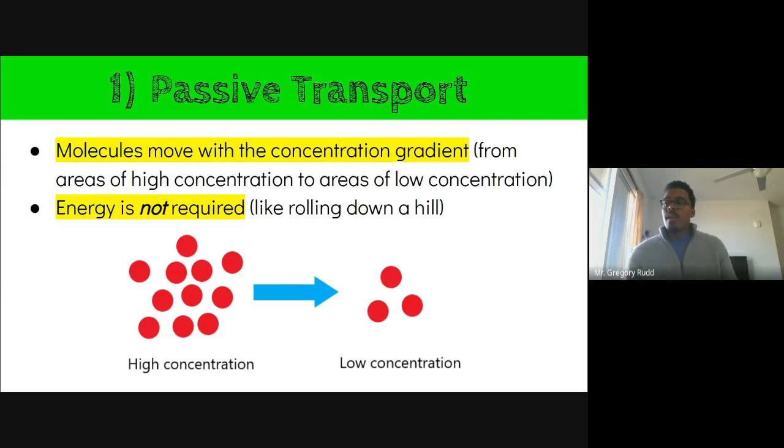And again, we talked about concentration a little bit yesterday, but all it means really is it's a measure of how much of something there is in a given space. So if there's a lot more oxygen outside of the cell than there is inside of the cell, that oxygen is going to flow into the cell. It's going to move by itself passively without energy from a region of high concentration to the region of low concentration.